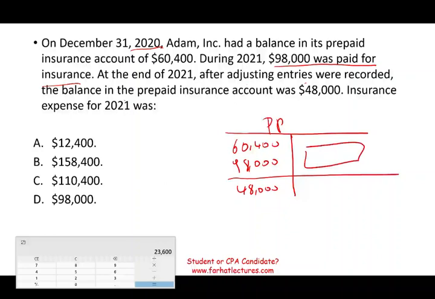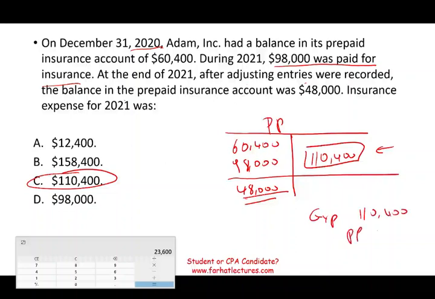That's pretty straightforward. So we started with $60,400. We added to it $98,000. Then somehow we subtracted from it the expense to end up with $48,000. And what's the number? Well, if my math is right, $110,400. And this is the account. Therefore, what we did is we debited expense $110,400. We credited prepaid $110,400. And this is what they're asking us for.